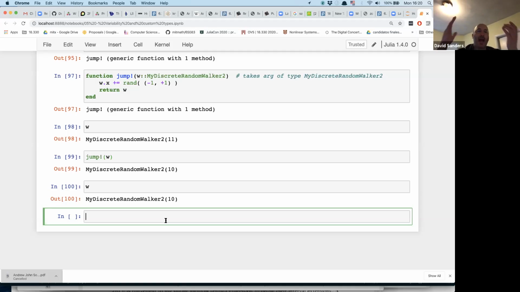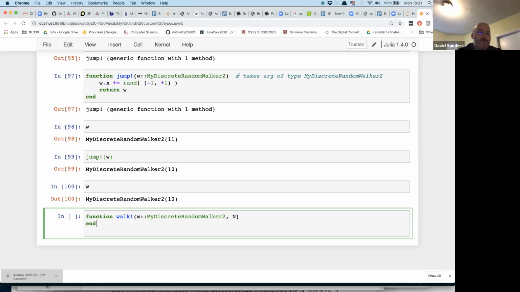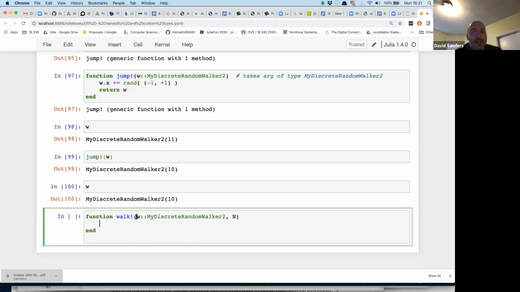Okay, and then how do I write a walk function? I'm going to do function walk. It's going to take n steps, and it's going to modify its argument. So W needs to be some walker object. I could restrict this to only work with my discrete random walker 2. So it needs to take an object of this type and an n, a number of steps.